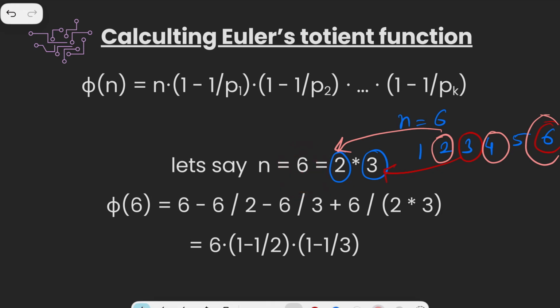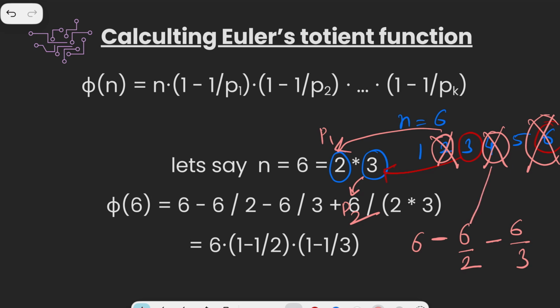We have total number as 6. First we will remove all the numbers that are divisible by p1. Here p1 is 2. So 6 by 2. Then we will remove all the numbers that are divisible by p2. Here p2 is 3. So that means we remove 2, 4 and 6, and we did this in this particular calculation. Then we remove 3 and 6 again in this particular calculation, right?